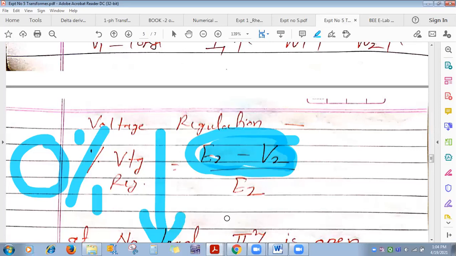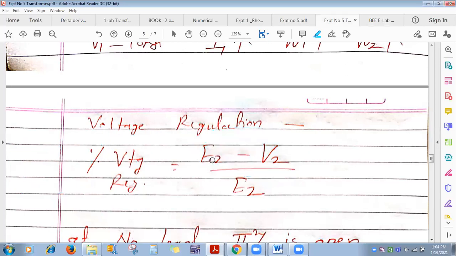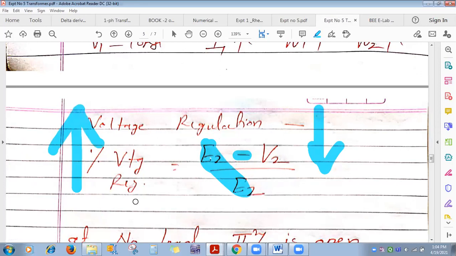But it doesn't happen. What is happening? E2 is constant. As you are increasing load, I2 increases, I2 R2 drop increases, E2 is constant. That's why V2 decreases. Here the negative sign is there, E2 is constant, V2 is decreasing. That's why voltage regulation will go on increasing.